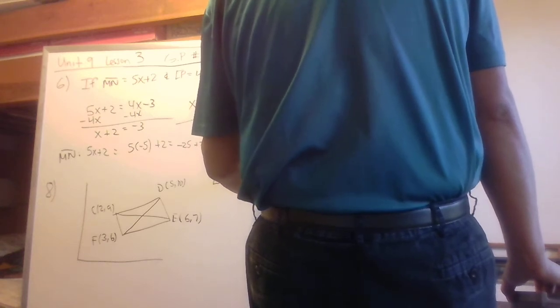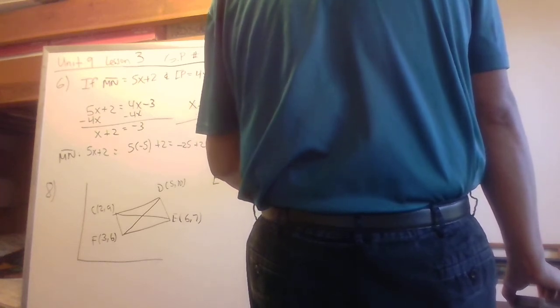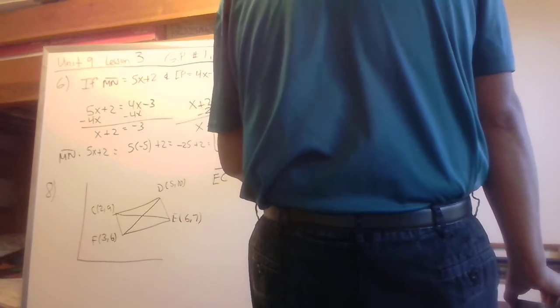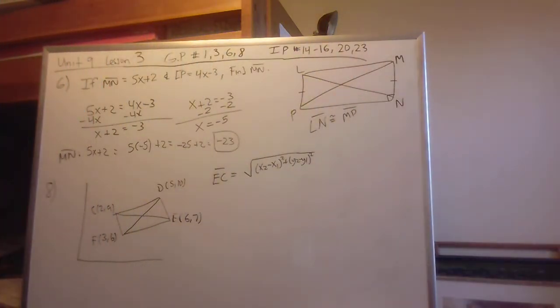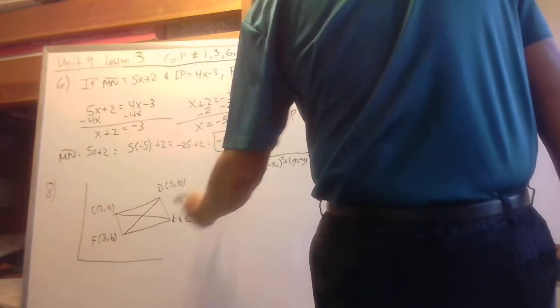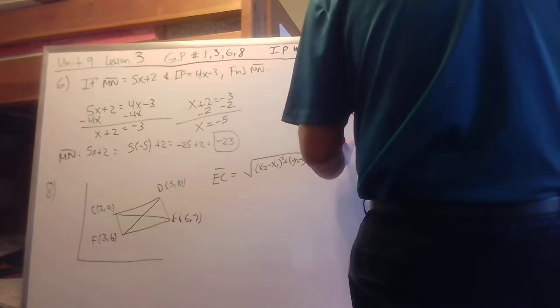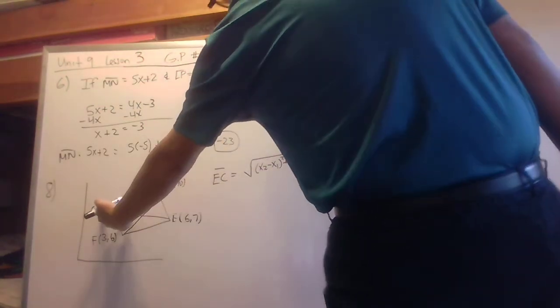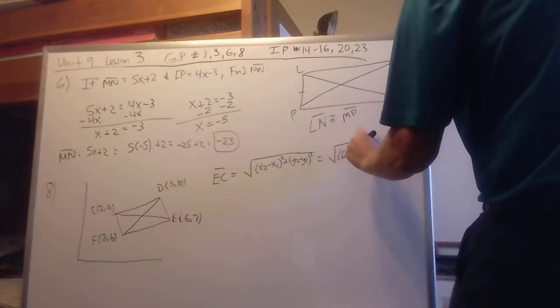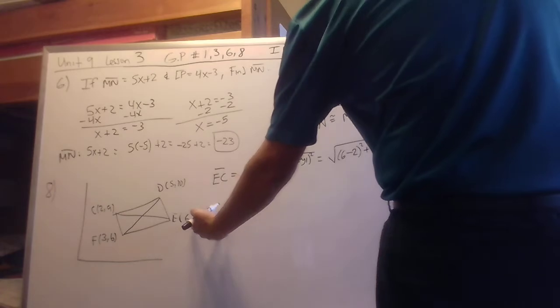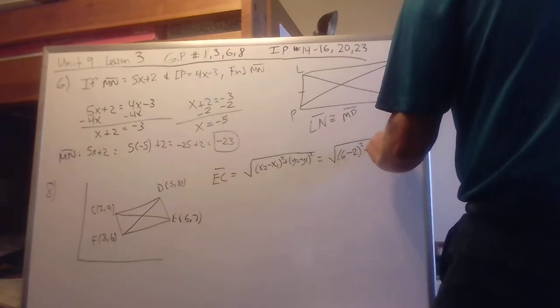So the distance formula, again, remember, is the square root of x2 minus x1 squared plus y2 minus y1 squared. And that will give us the distance. And so what we are going to do is first find EC, and that's going to be, we're going to take 6 right here, 6 minus the other x value of C, which is 2, and we're going to square that, and then we're going to take 7 and subtract 9 and square that.